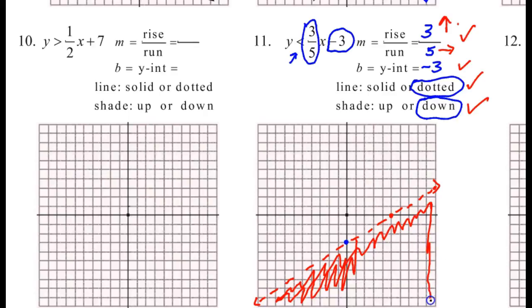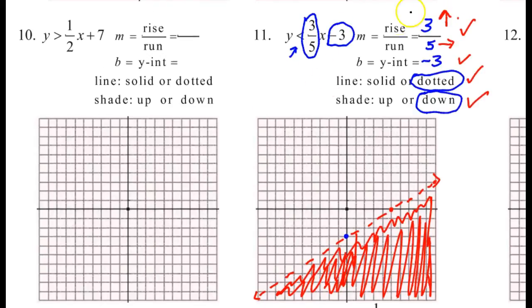It doesn't have to be perfect, but try to get most of it all shaded in. I don't want you spending a bunch of time just trying to make the shading perfect. As long as we can see which side it is you mean, you're probably good. So that's how you can do one of those from beginning to end. Okay, figure out the slope, the y-intercept, and if it's dotted or solid, and then is it shaded up or down.